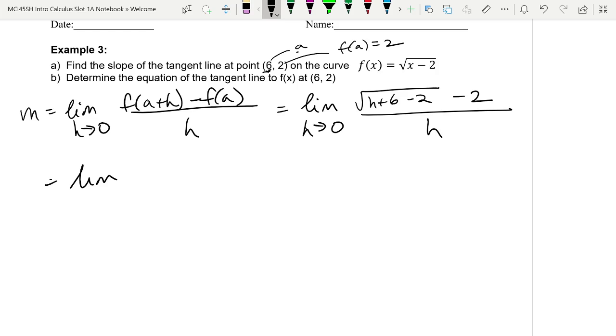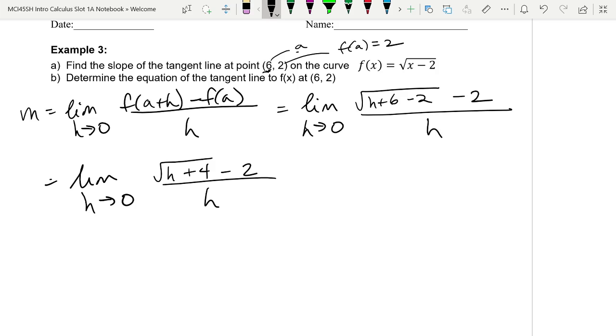So that's the limit as h approaches 0 of 6 minus 2 is 4, so that's the square root of h plus 4 minus 2 all over h. Oh, good. Can I square root that 4? No, that is a binomial. I can't just distribute a power through a binomial, right?